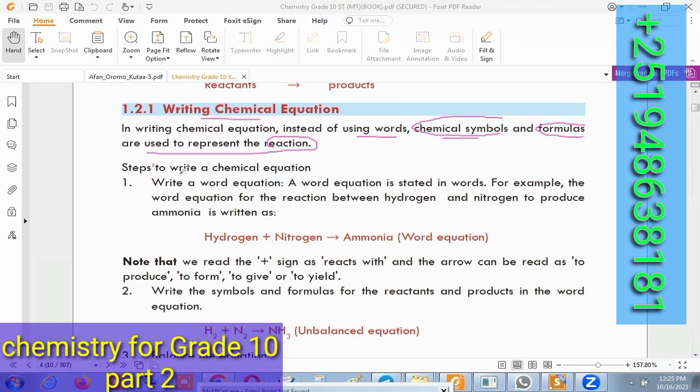So the steps to write the chemical equations are: the first one is writing a word equation.